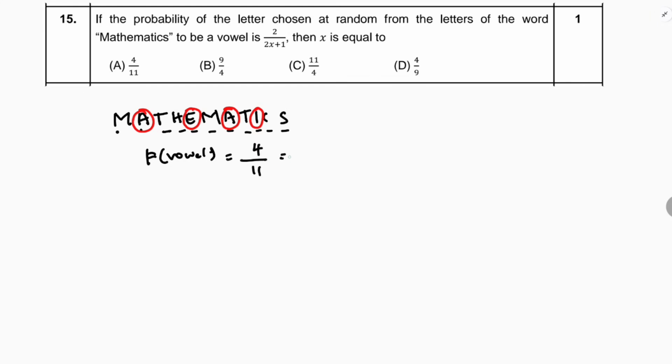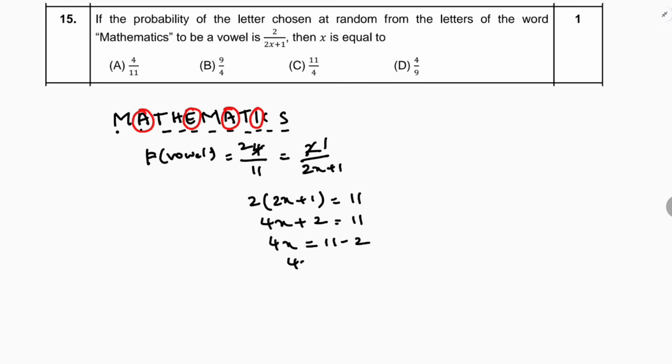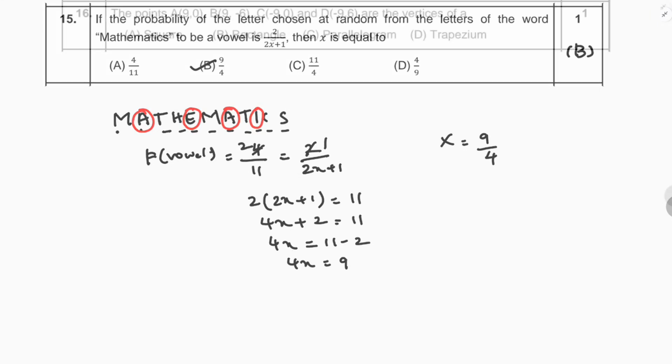So they gave this answer is equal to 2 by 2x plus 1. So if you cross multiply, you can cancel 2 times 1, 2 times 2. Now if you cross multiply, 2 times 2x plus 1, and 1 into 11 is 11. So here 2 times 2, 4x, plus 2 times 1 is 2, equals 11. So 4x equals 11 minus 2. So 4x equals 9. X equals 9 upon 4. So correct option is B.